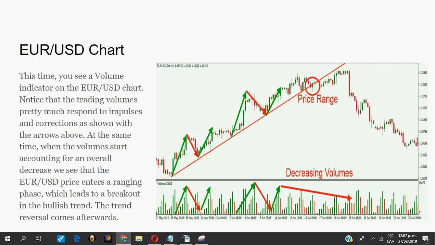As you can see, the volume indicator on the euro-dollar chart. Notice that the trading volumes pretty much respond to impulses and corrections as shown with the arrows above. At the same time, when the volumes start accounting for an overall decrease, we see that the euro-dollar price enters a ranging phase, which leads to a breakout in the bullish trend. The trend reversal comes afterwards.